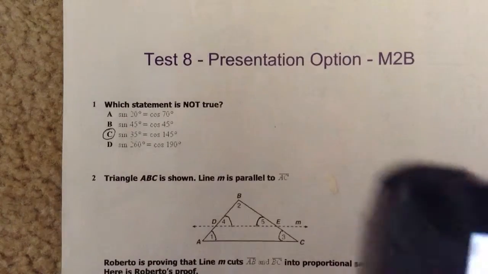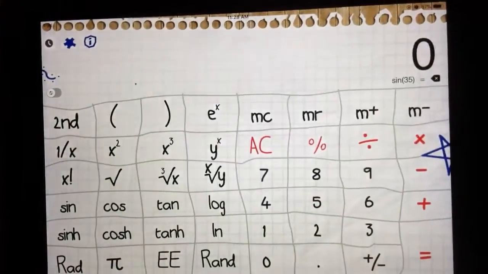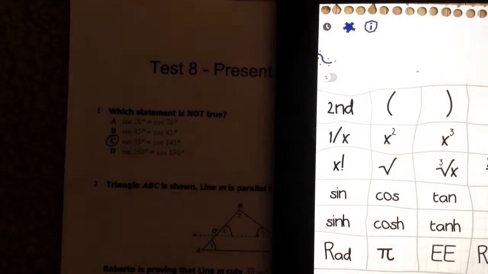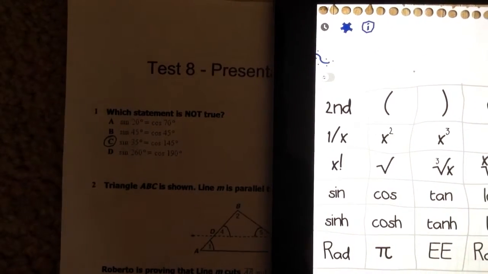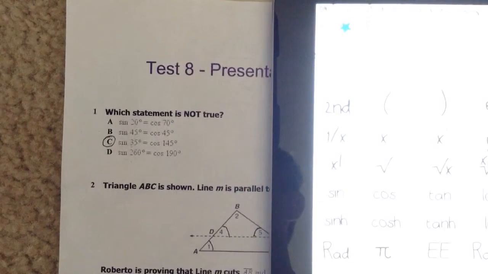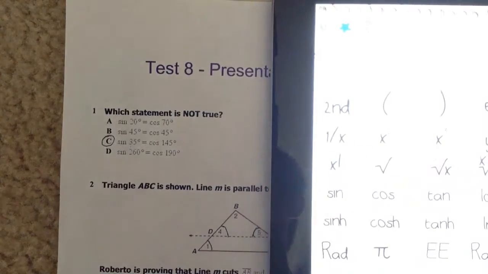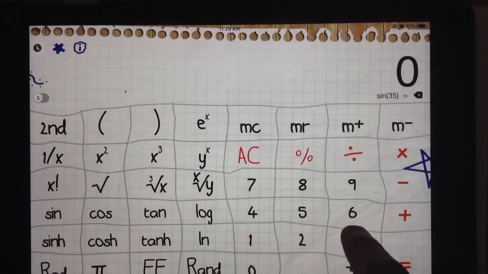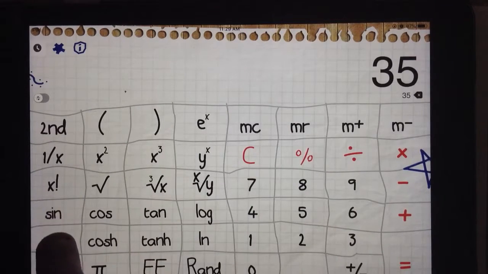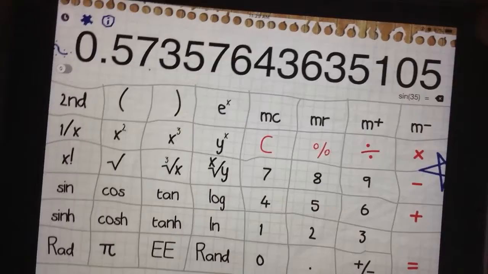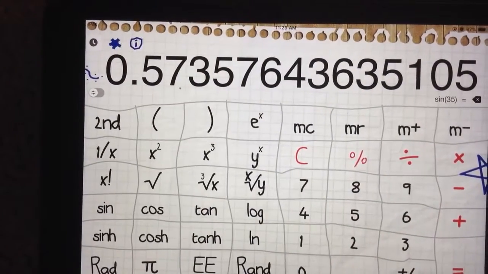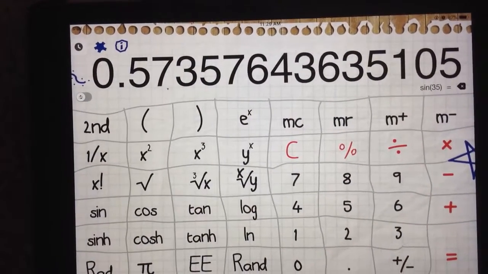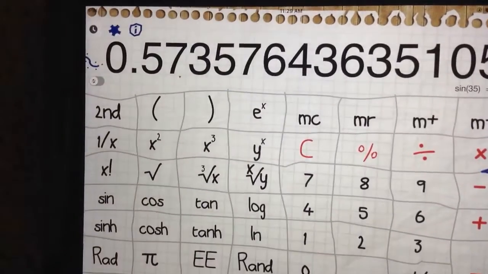So to figure this out, we just have to grab a calculator. Got one right here. So for the answer choice, the answer choice is C. C is incorrect. And to prove it, let's go here. So sine 35 equals 0.5735764, and so on.